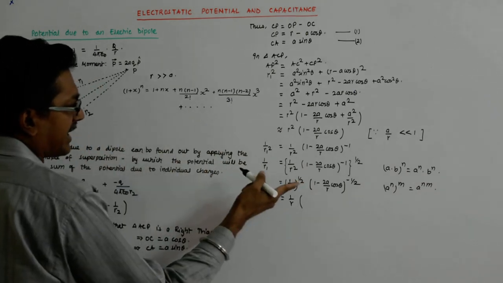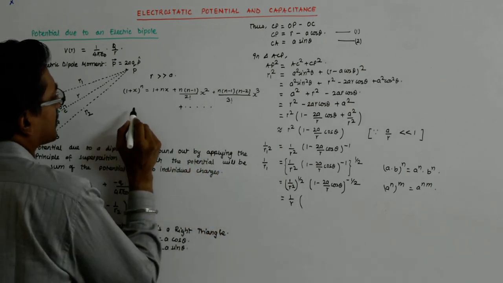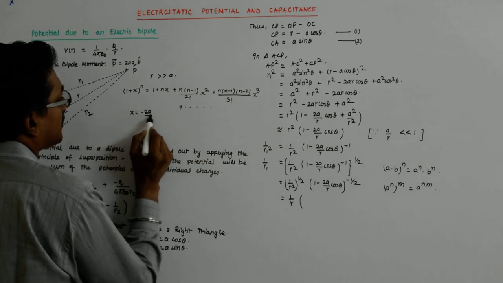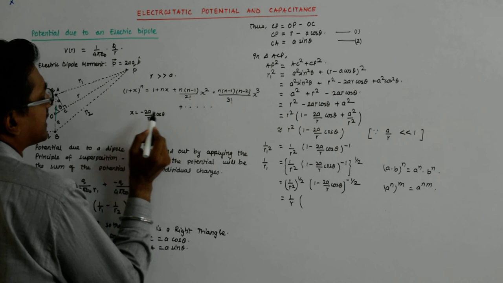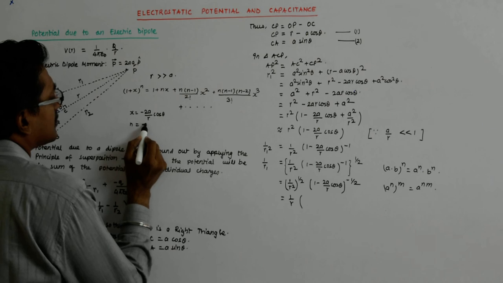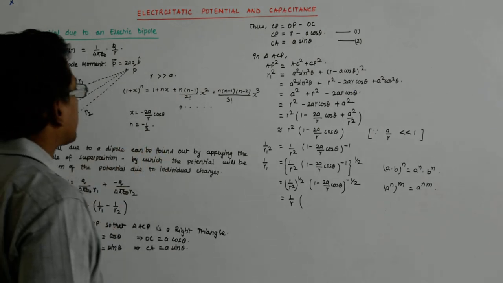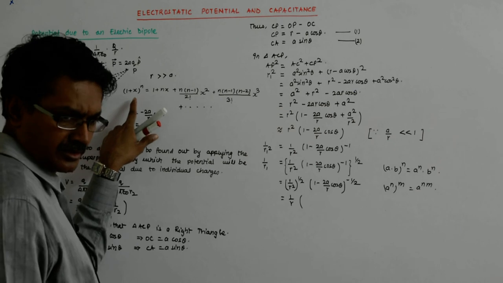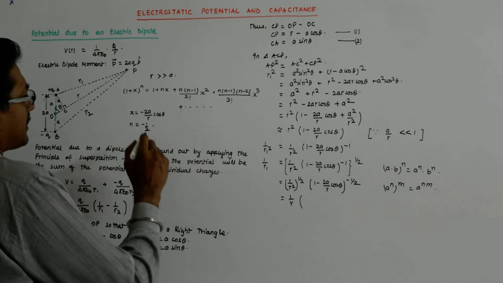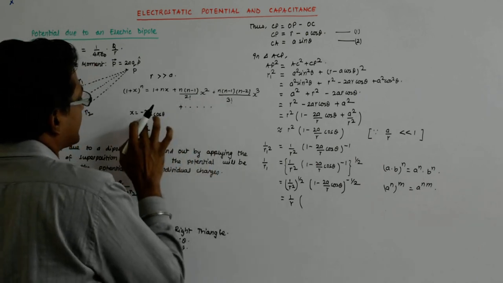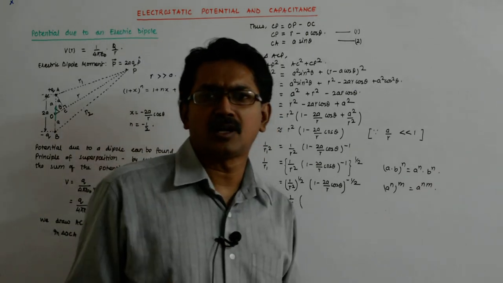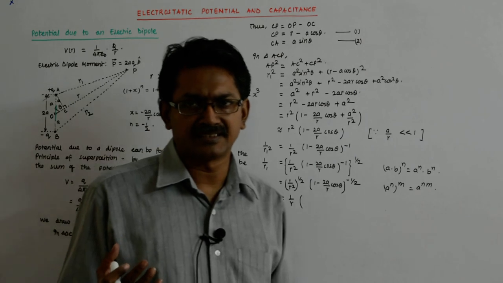Now here, my x is minus 2a upon r cos theta. Is it not? X is equal to minus 2a upon r cos theta. And n is equal to minus half. Understand? Is it not? Now you try to understand, if I square this, this will become square of this. And a upon r being very, very less than 1, a square upon r square will also be very, very less than 1. Right?